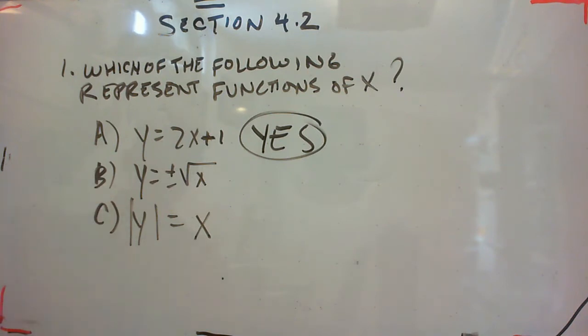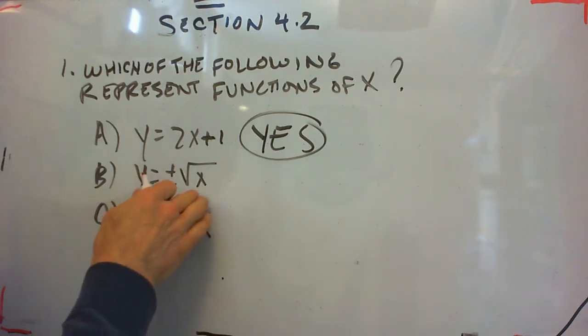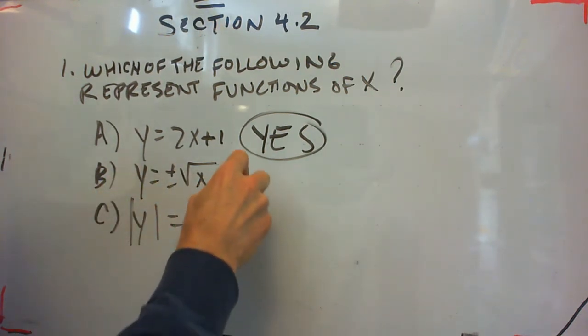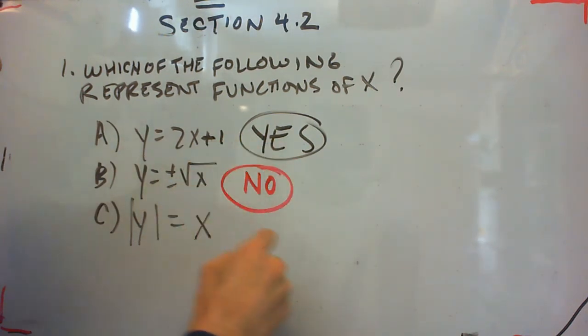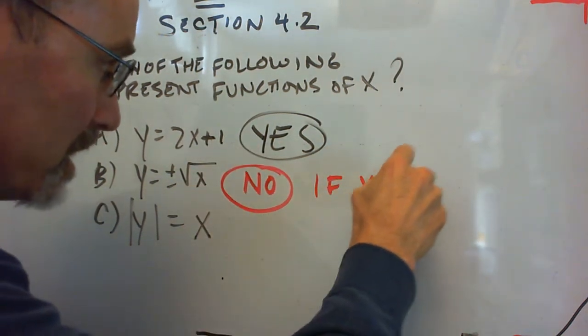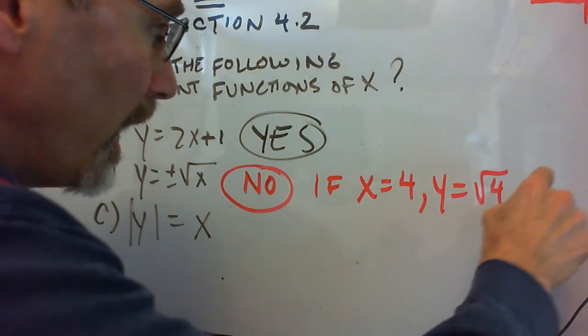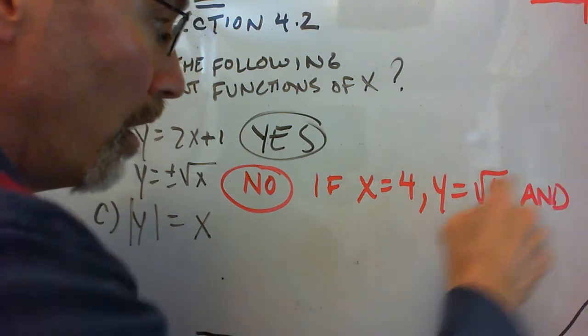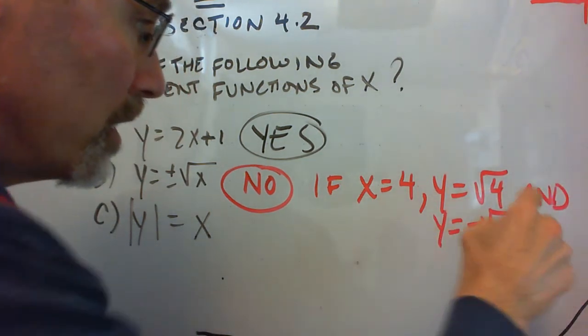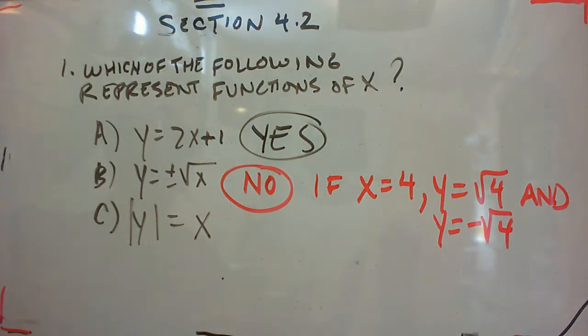Okay, part B, y equals plus or minus square root of x. Now if we plug in an x value, we get 2 different y values. So that means it's not a function. Because if x is 4, for example, y is square root of 4 and y is negative square root of 4. 2 answers. So that makes it not a function. A function gives you one answer for the input value.